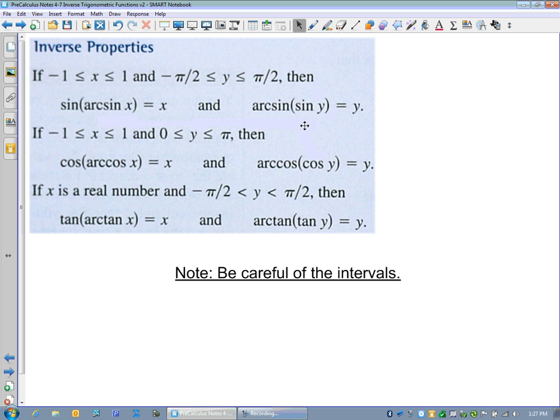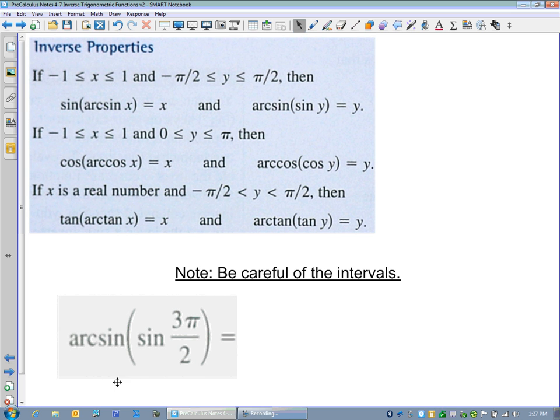So again, these rules only work if it's possible to take the inverse function and if your angle is within the restricted domain. If you always think about it like that, then you don't have to memorize these intervals. So definitely be careful of the intervals. Those are the two questions you're going to ask yourself.